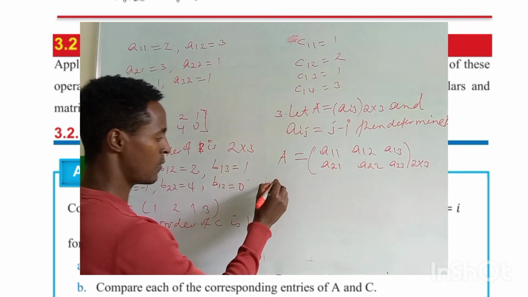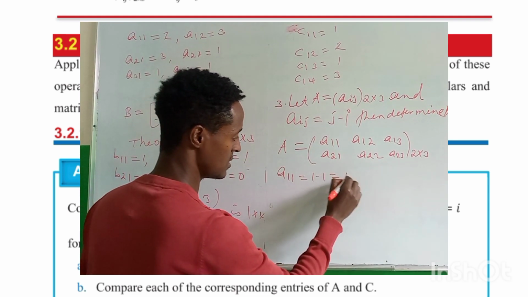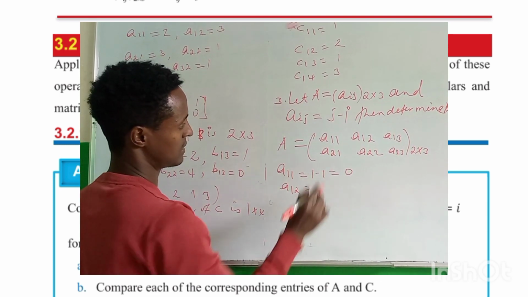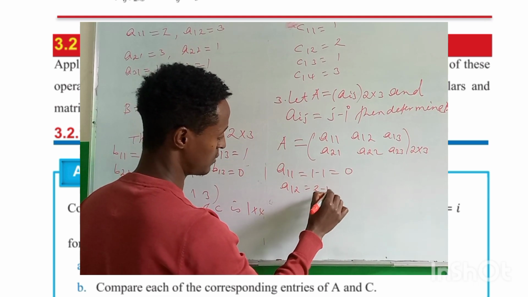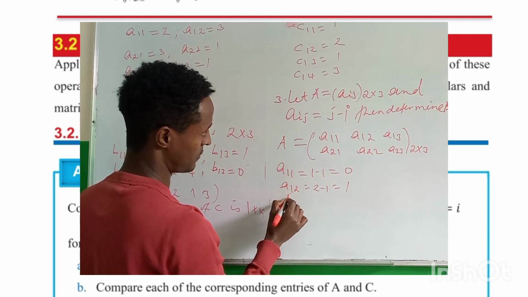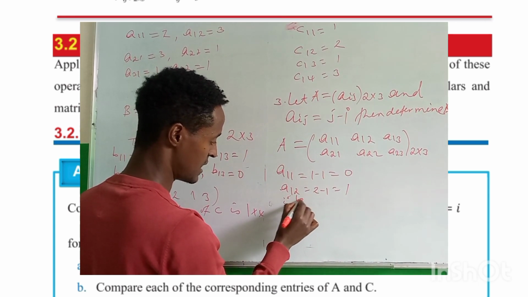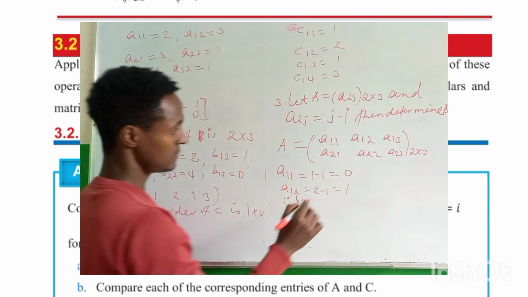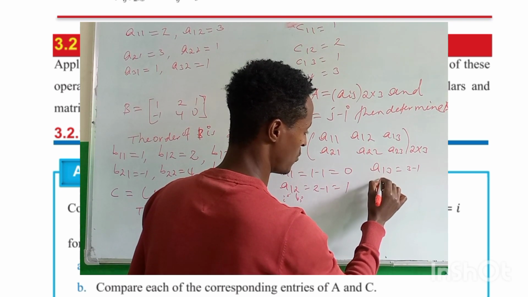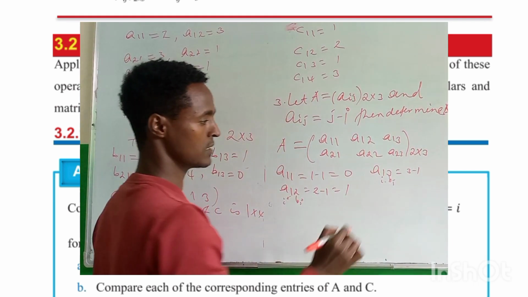The first one, A11, can be obtained by this formula. A11 is equal to 1 minus 1, which is 0. What is A12? A12 is column minus row, therefore it is 2 minus 1, which is 1. In this case, the first index stands for the row, for i, and this one stands for j. What is A13? A13 is 3 minus 1, as i stands for 1 and j stands for 3. So 3 minus 1 is 2.